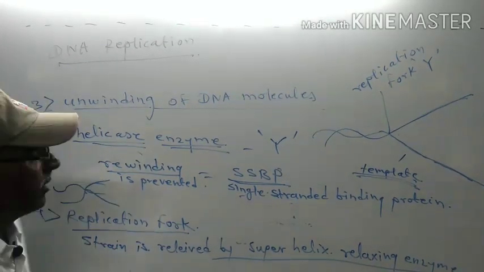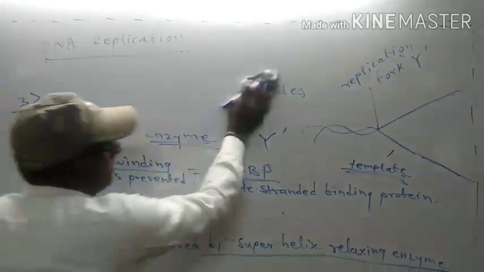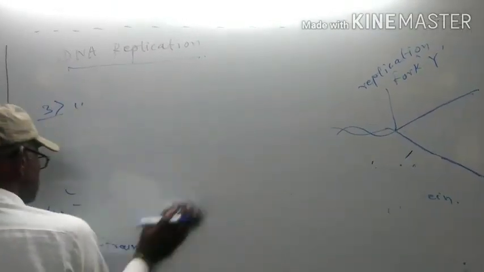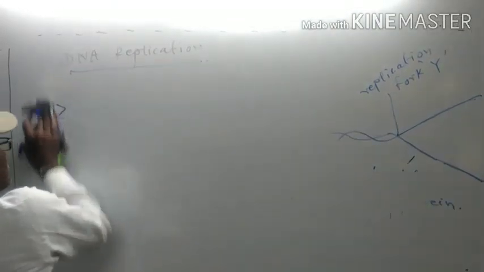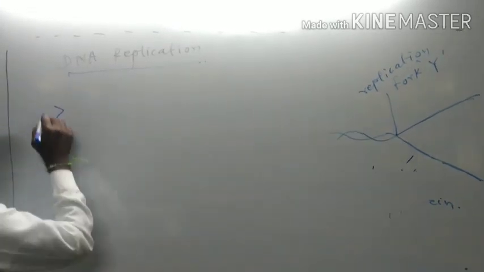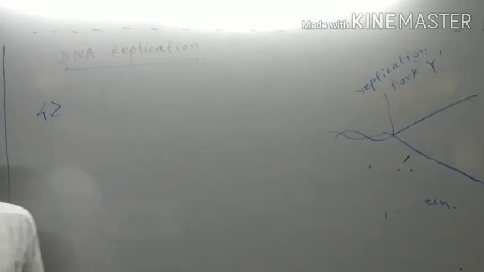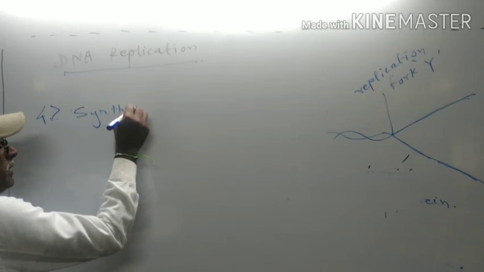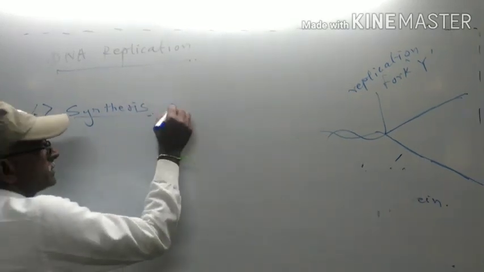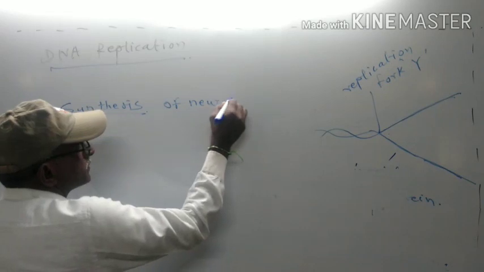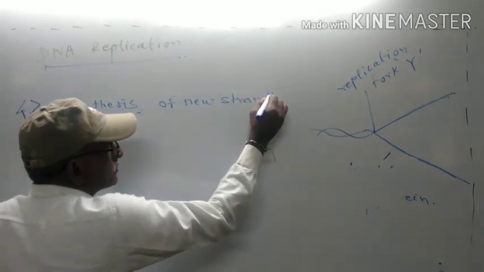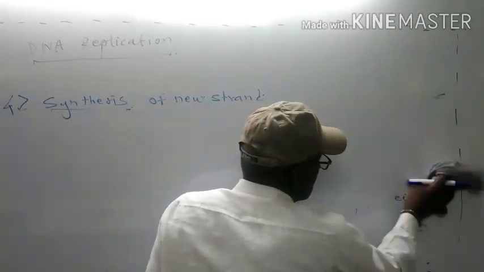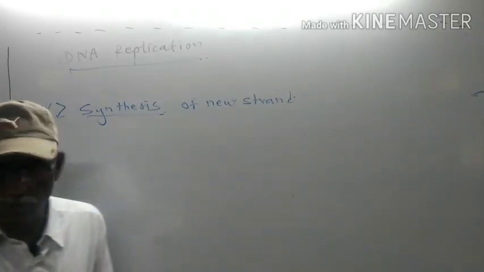Now we will see the fifth main step, synthesis of new strand. The main point in this replication is synthesis of new strand. Now what happened? I will draw this figure here and mention all the points in this figure.